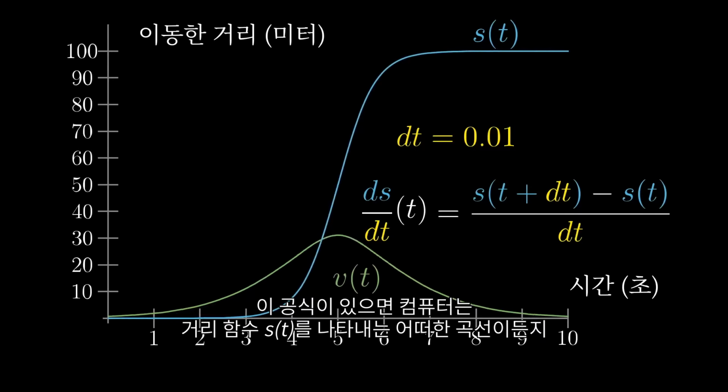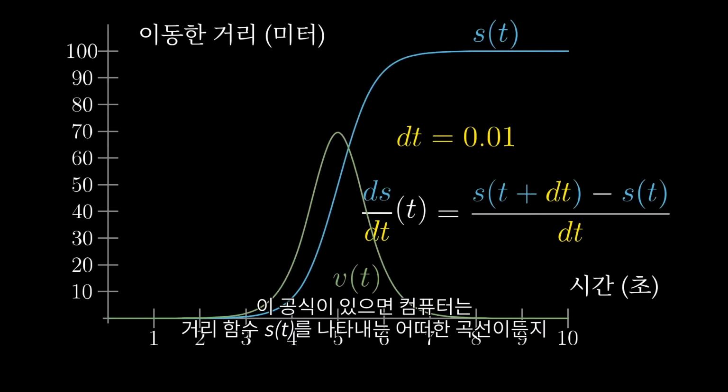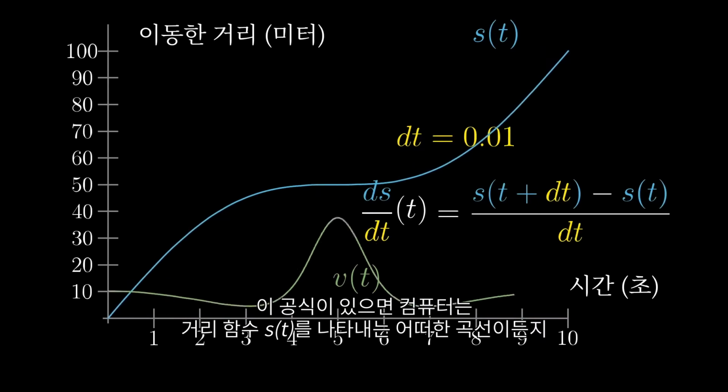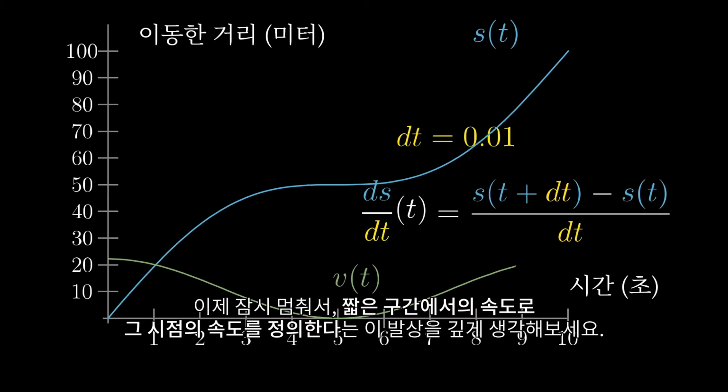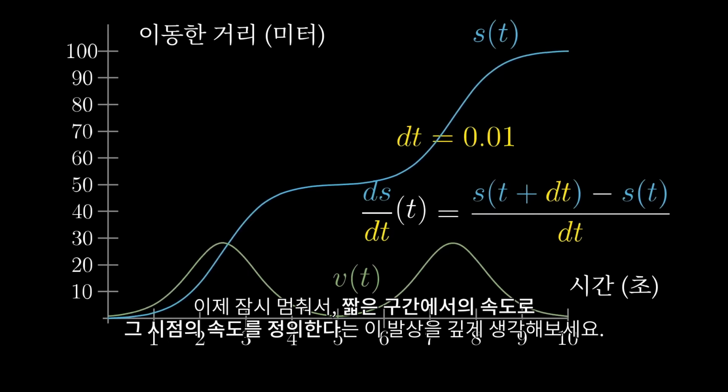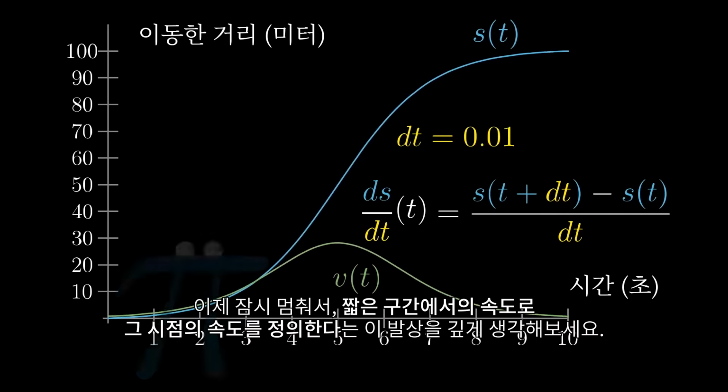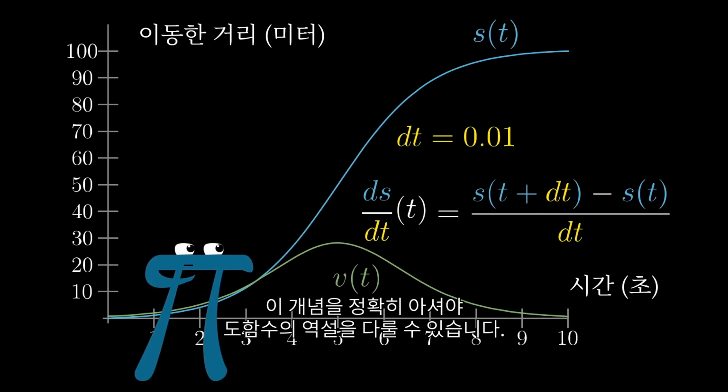So with a formula like this, you could give the computer any curve representing any distance function s of t, and it could figure out the curve representing velocity. So now would be a good time to pause, reflect, make sure that this idea of relating distance to velocity by looking at tiny changes makes sense. Because what we're going to do is tackle the paradox of the derivative head on.